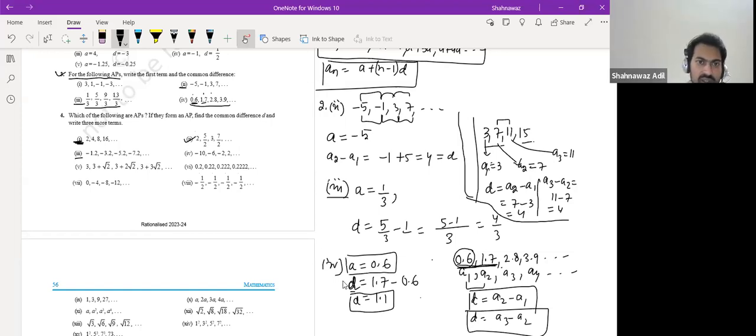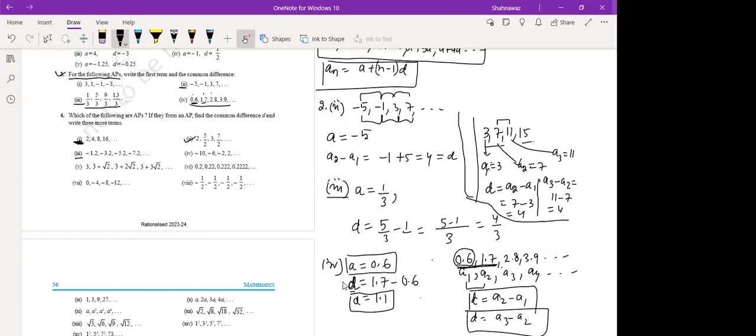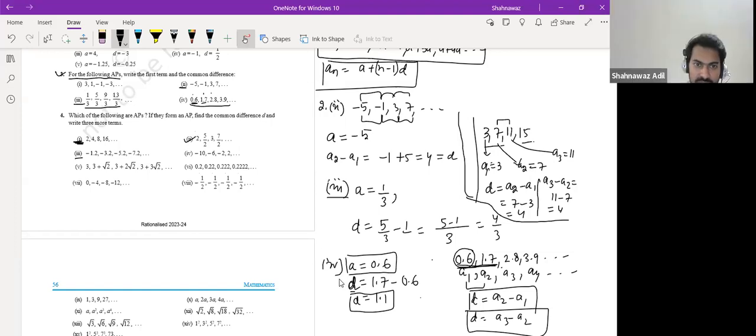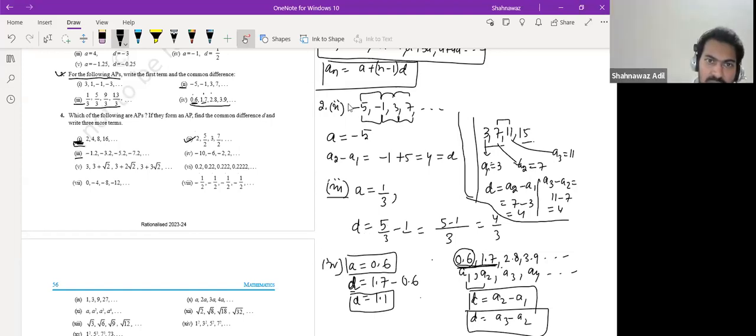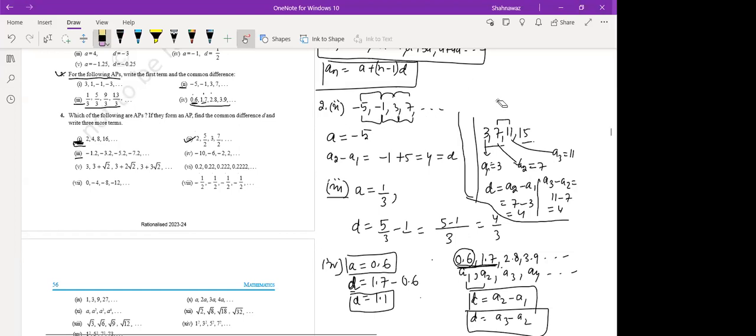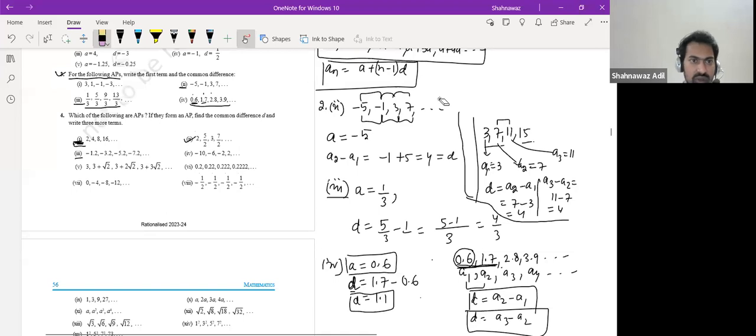Understood. Okay, so let us do this first problem with Shaima. Did you guys note down this part? Please note down this part and then we will do this 4-1 question.